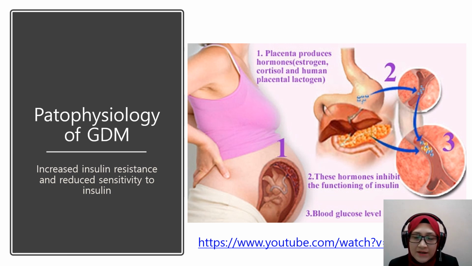The reason why the placenta produces such hormones is to maintain the support for fetal growth, and we need to supply the glucose to the fetus as well. So these hormones are important for fetal growth, but for some people, they have complications like the insulin resistance problem.